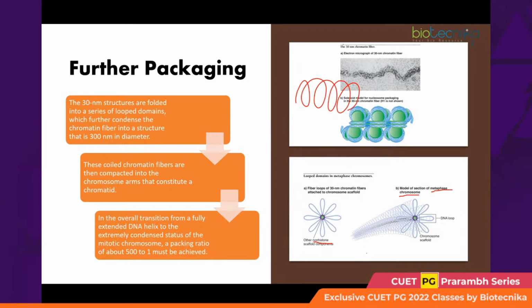So in the overall transition from a fully extended DNA helix to the extremely condensed state of the mitotic chromosome, a packing ratio of 500 to 1 must be achieved.